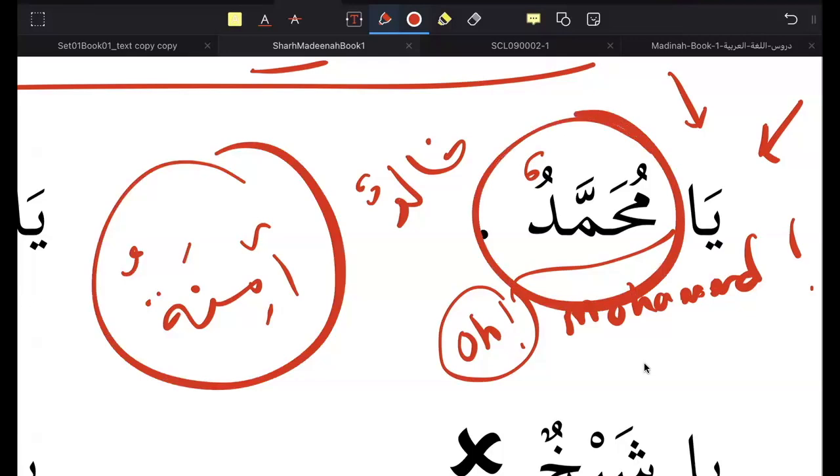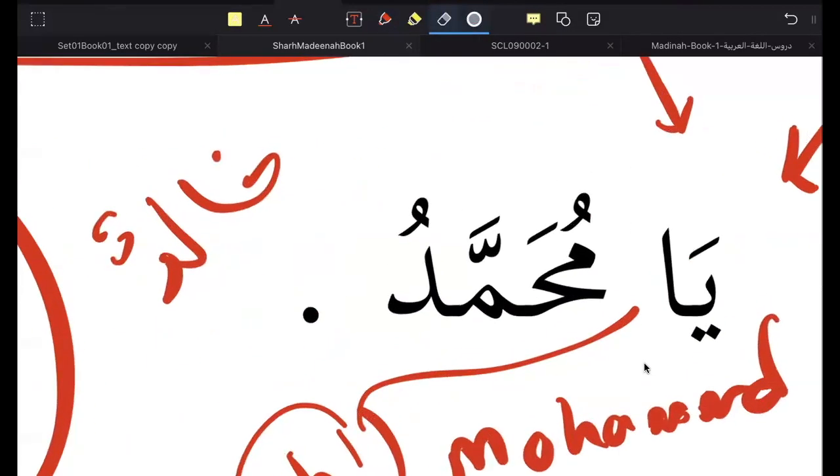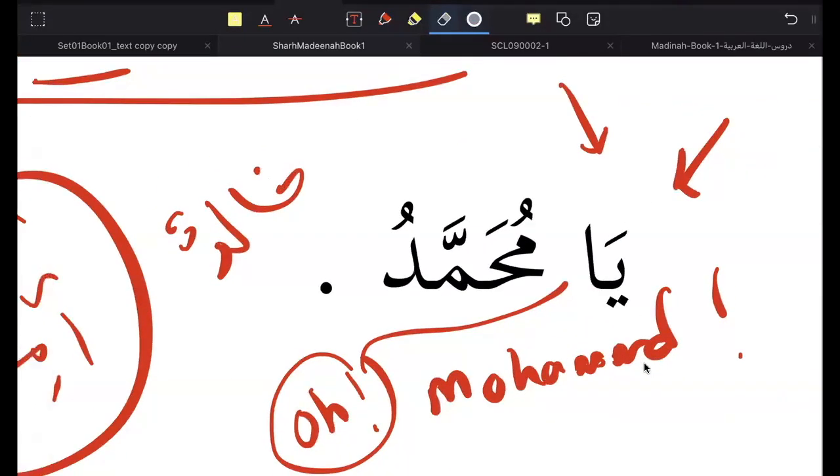Masculine name we take tanwin, feminine name we don't take tanwin. So the book finally made a mistake, right? It should have been tanwin, but there's no tanwin. No, the rule of this is one of the rules. I told you munada is complex.